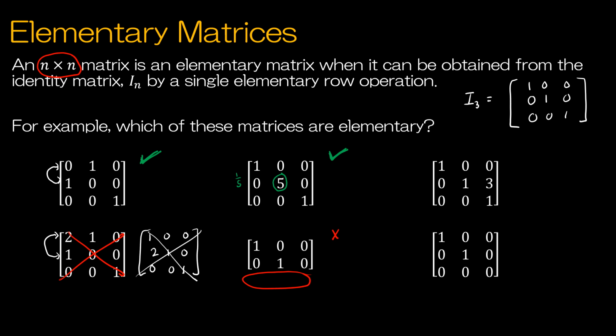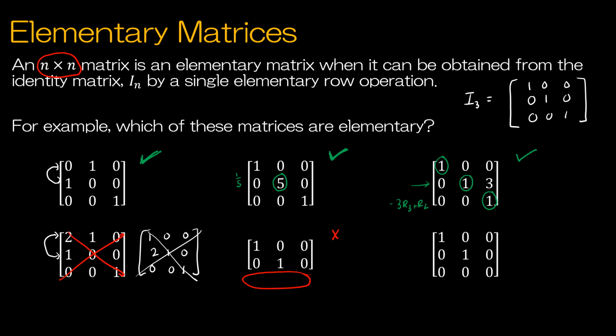Let's look at the third column of questions. We have 1 0 0, 0 0 1, and in the middle, this one's a little bit different. I have 0, 1, and 3. Now the good news is I have all of the ones in the correct spot, and all I would have to do is take -3 times row 3 and add it to row 2. So that's just one row operation as well. So this is an elementary matrix.